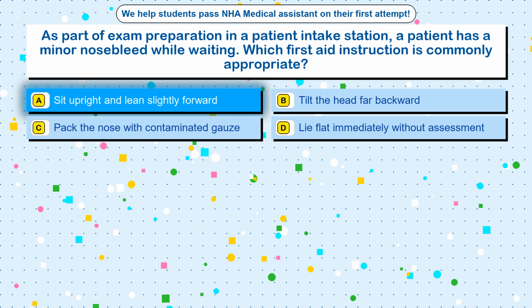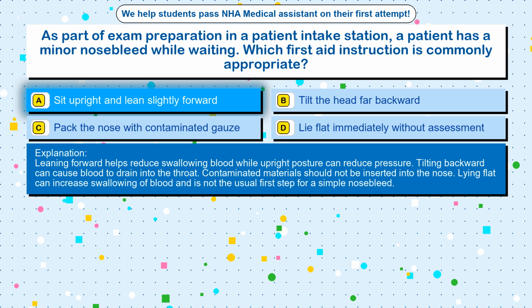Sit upright and lean slightly forward. Leaning forward helps reduce swallowing blood, while upright posture can reduce pressure. Tilting backward can cause blood to drain into the throat. Contaminated materials should not be inserted into the nose. Lying flat can increase swallowing of blood and is not the usual first step for a simple nosebleed.